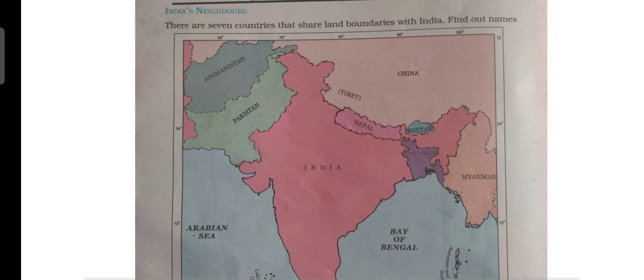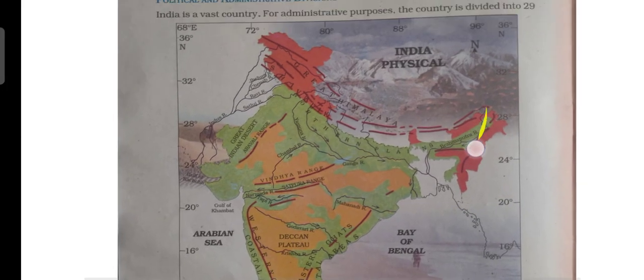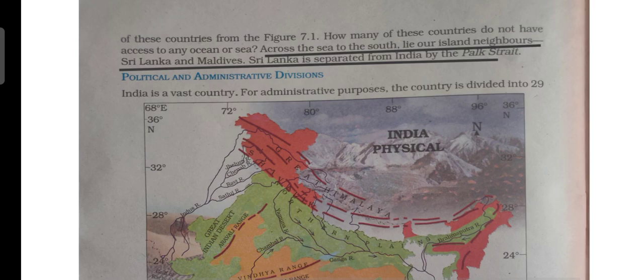Now children, Afghanistan, Nepal and Bhutan, these 3 countries do not have access to sea or ocean. So these countries do not have access to any sea or ocean. And lastly children, to the south we have our island neighbors, that is Sri Lanka and Maldives. And children, Sri Lanka, as we all know, is separated from India by the very well known Palk Strait.